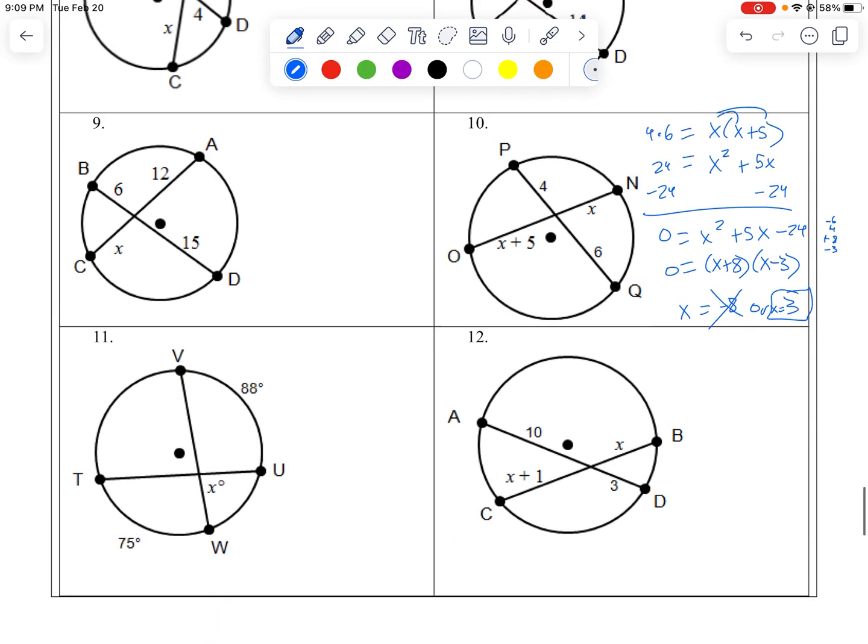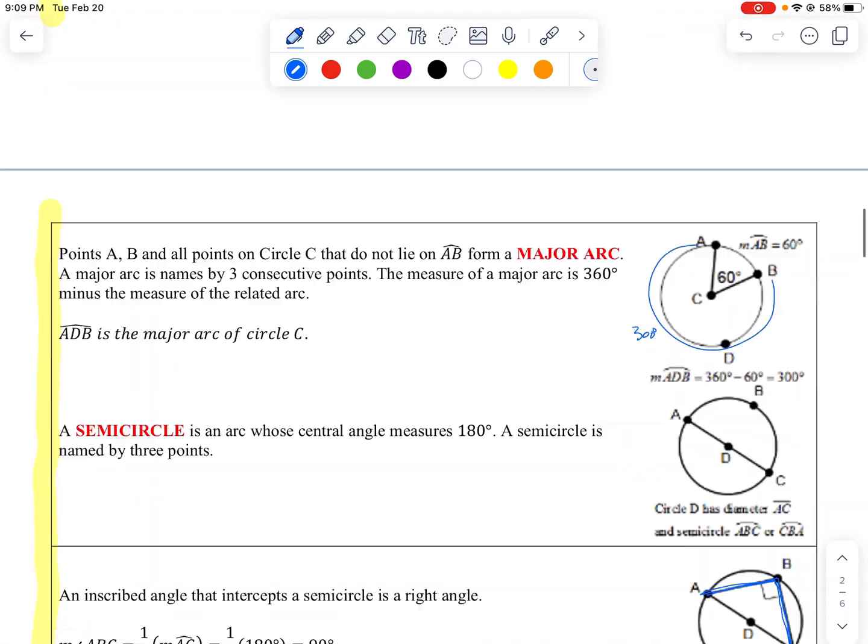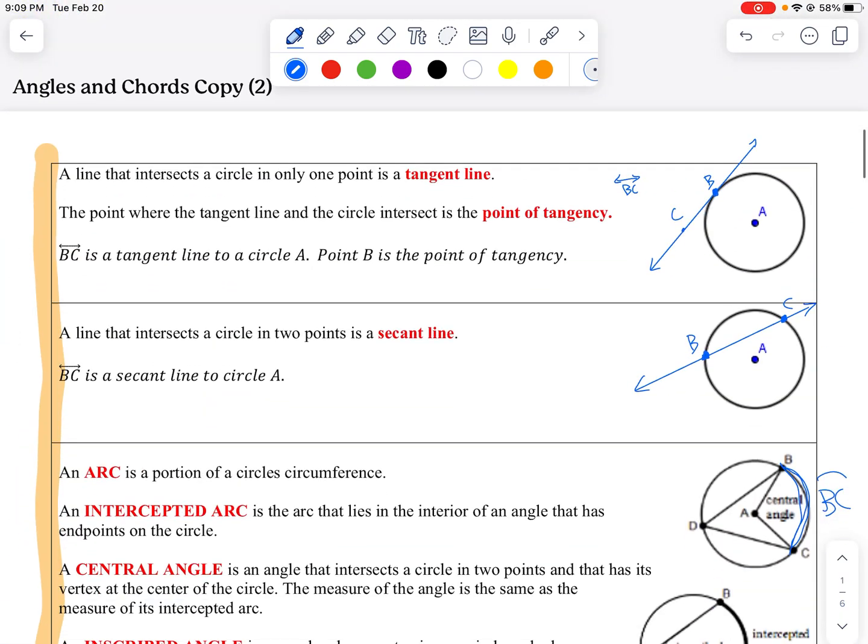Sometimes you have to solve a quadratic. But that's what's going on. A lot of different theorems at work. You just have to get used to it and work through the practice, and eventually you'll get really good at it.